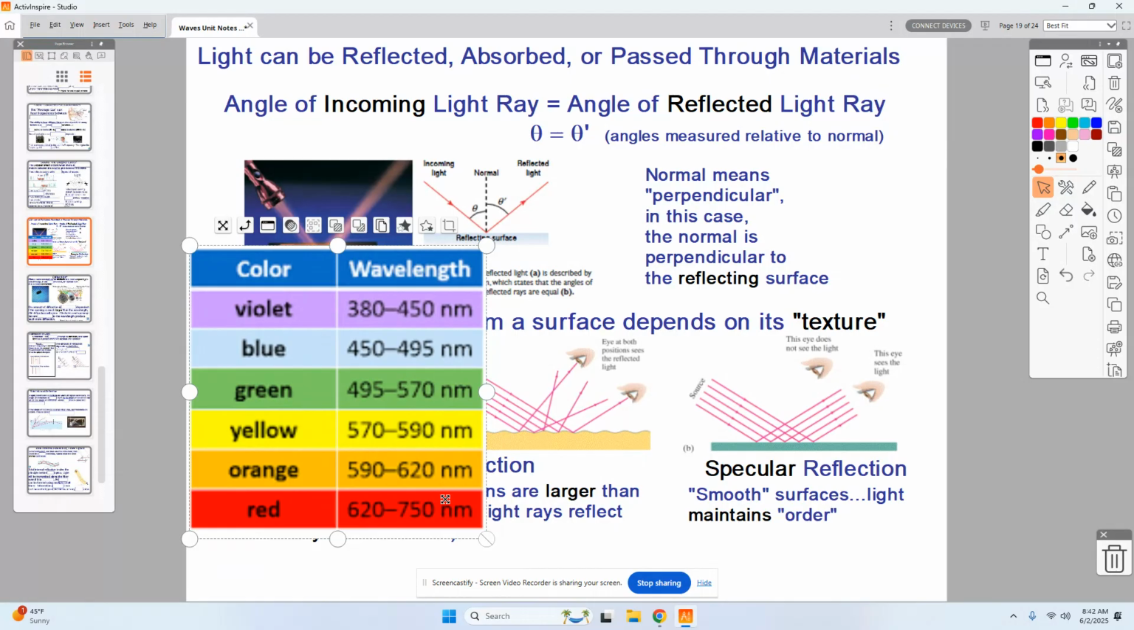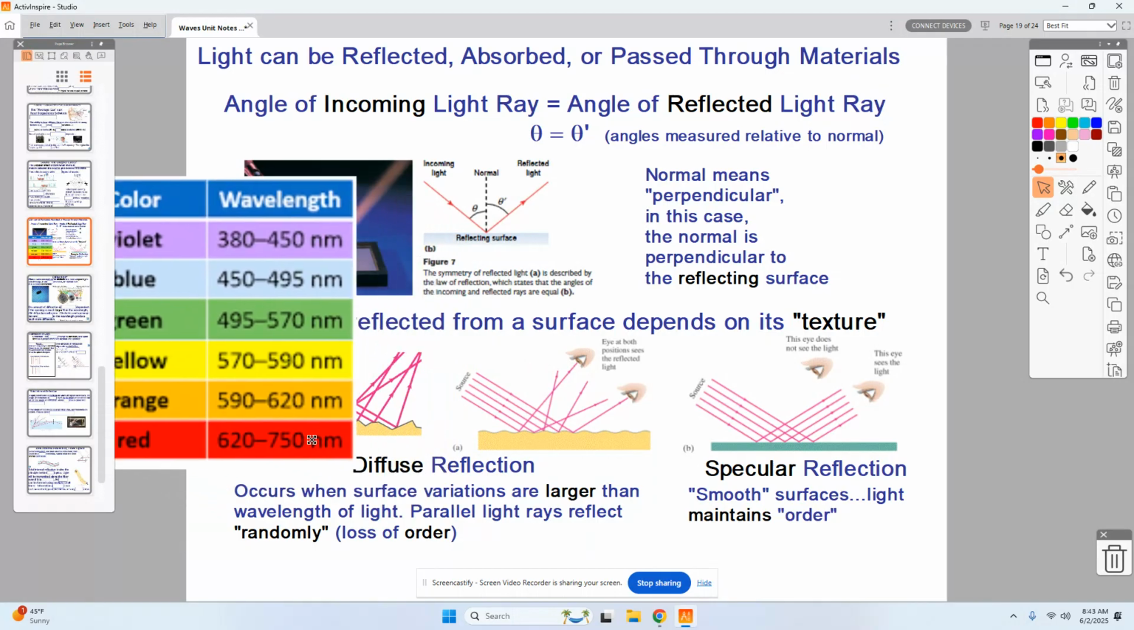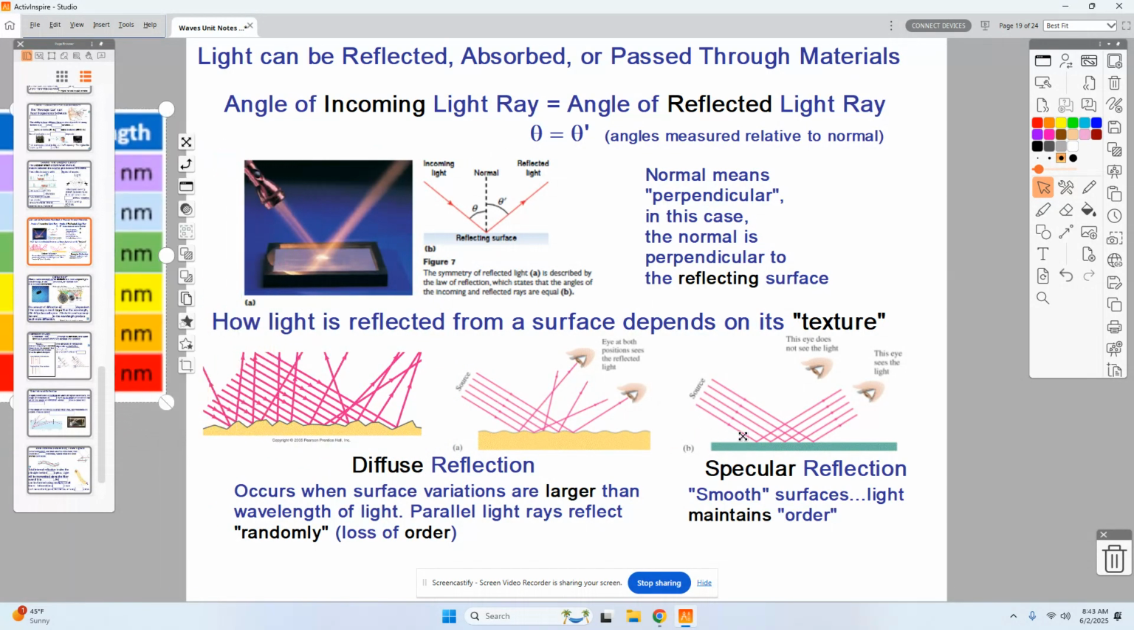Those nanometer wavelengths are 10 to the negative 9. So the ROYGBIV colors are very, very small wavelengths, which means the surface variations have to be very small to get specular reflection. If not, it's going to scatter. I'll demonstrate that with my light box here in a few minutes.